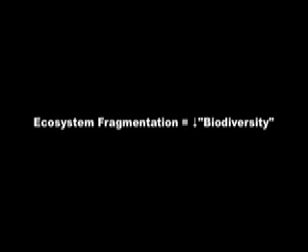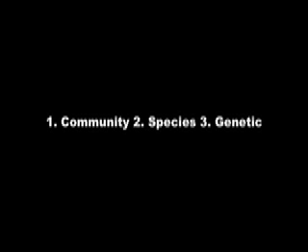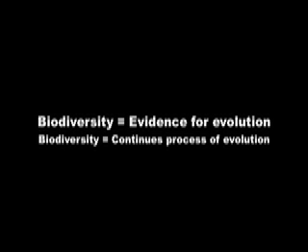Ecosystem fragmentation decreases biodiversity within an ecosystem. Biodiversity has three levels: community diversity, species diversity, and genetic diversity. Biodiversity is also evidence for evolution, and it helps the process of evolution to continue. So, since ecosystem fragmentation decreases biodiversity, it also interferes with the process of evolution.